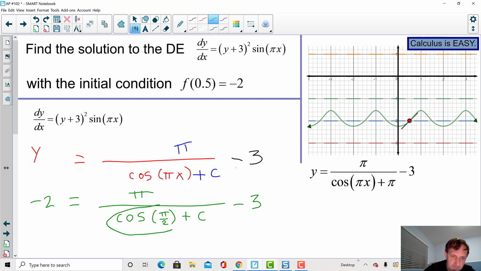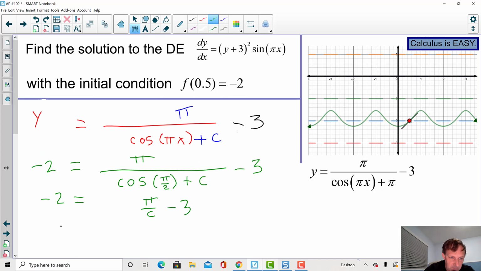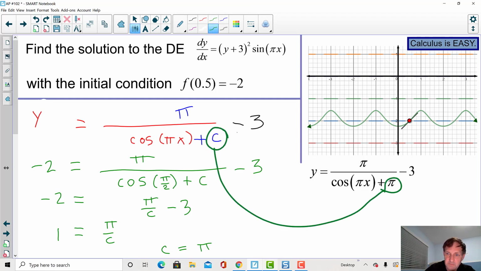Okay, cosine of pi over 2 is going to give us 0. I can add 3 to both sides. That's going to give me 1 over here and pi over c here. And if I just multiply both sides by c, I'm going to get that c is equal to pi. So I'm pretty much done. I'm just going to put a pi right here, and then I'll be done. There we go. We're putting the pi right there in that position.